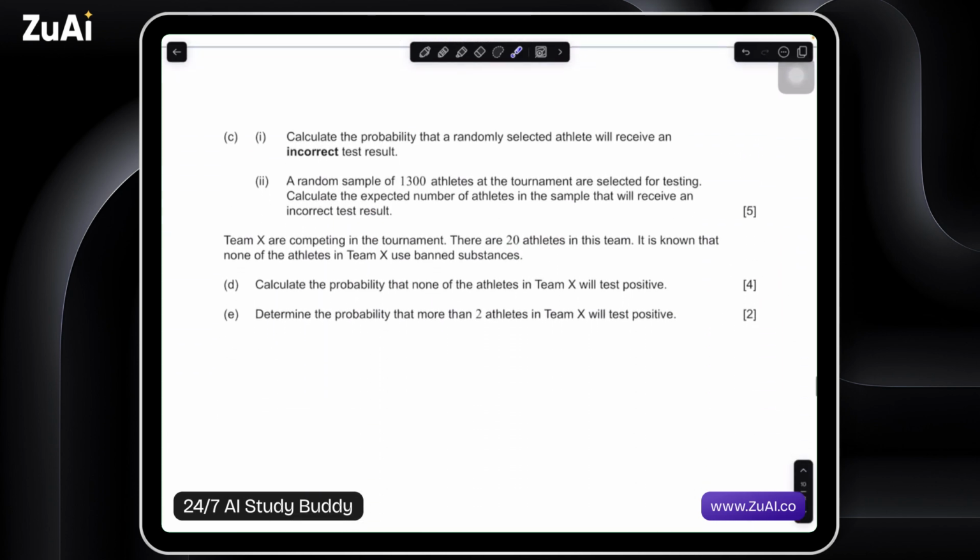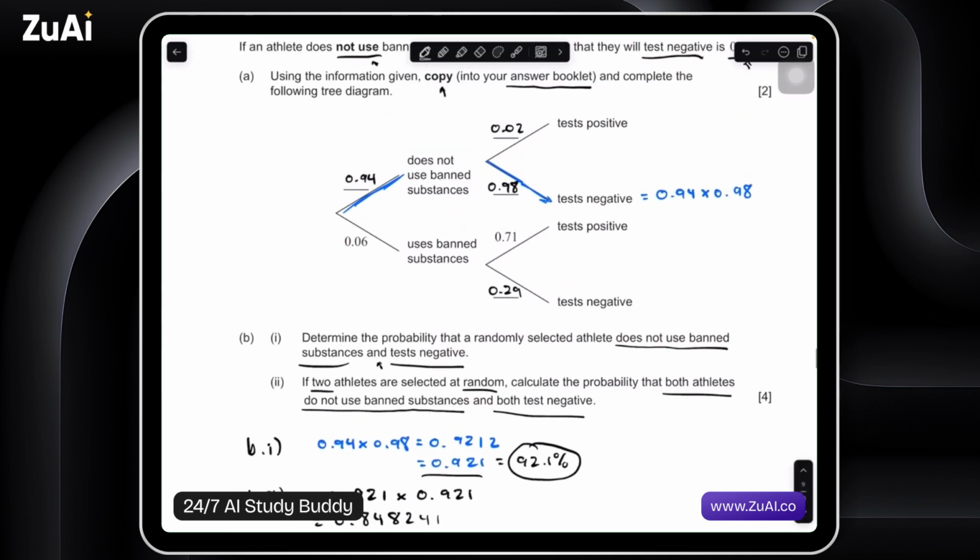All right, part C. Calculate the probability that a randomly selected athlete will receive an incorrect result. Okay, so an incorrect result. Let's find out what that would be. If they were to get an incorrect result, there are a few different ways that could happen. You could not use banned substances and test negative.